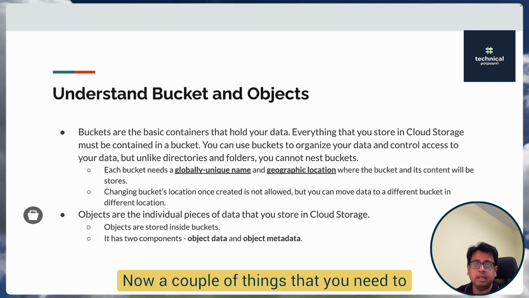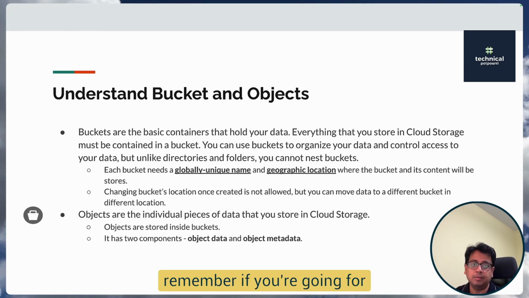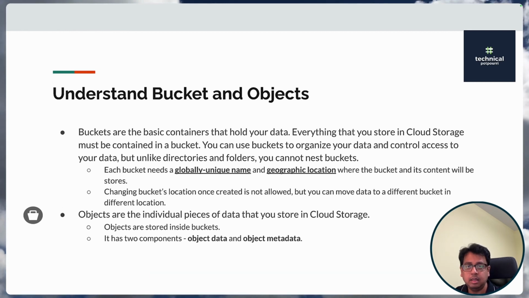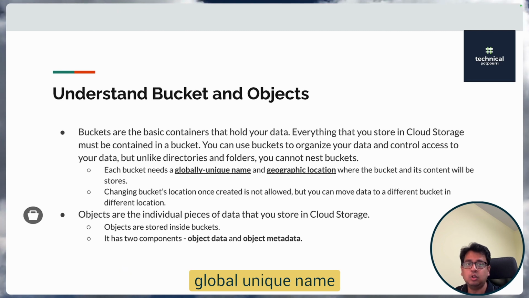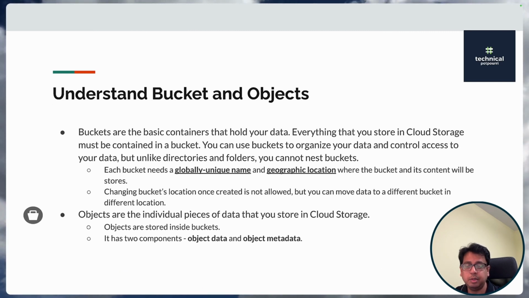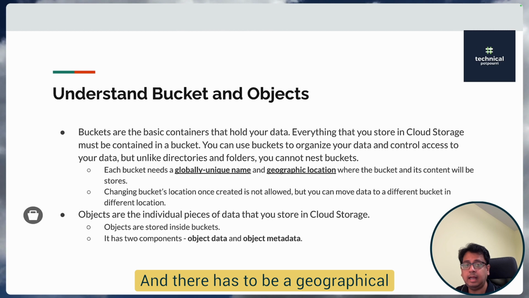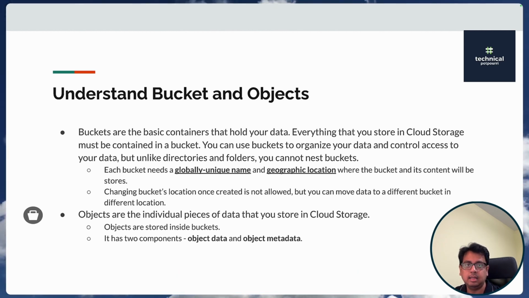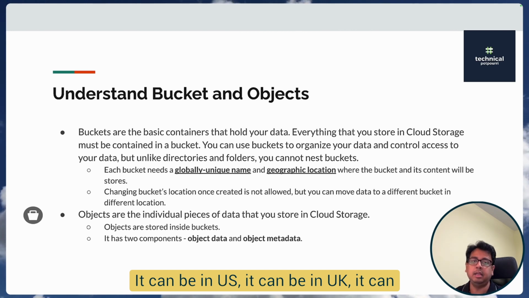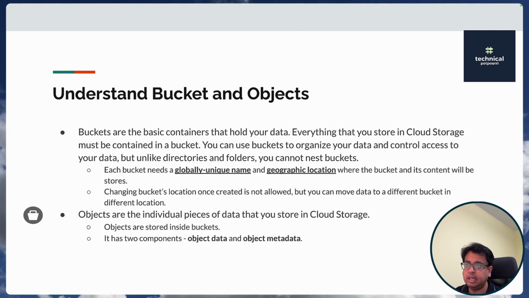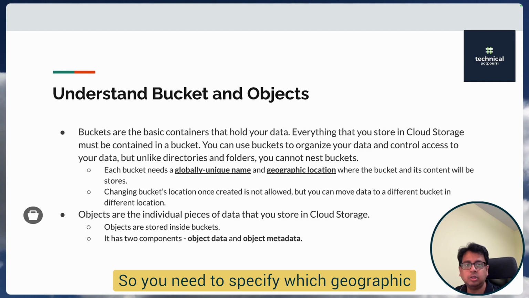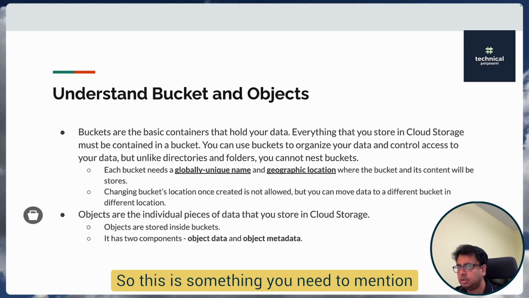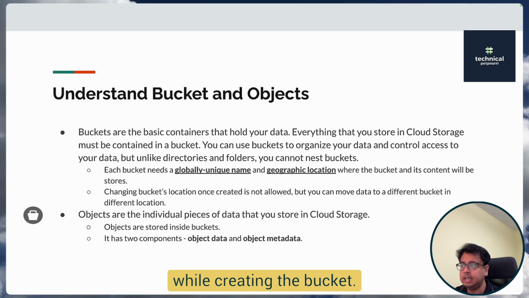Now, a couple of things that you need to remember if you're going for the certification: each bucket needs a globally unique name. It's very important, because the bucket name has to be globally unique. And there has to be a geographical location where the bucket will store the data. It can be in the US, the UK, India, or Asia. So you need to specify which geographic location the bucket will store the data in. This is something you need to mention while creating the bucket.